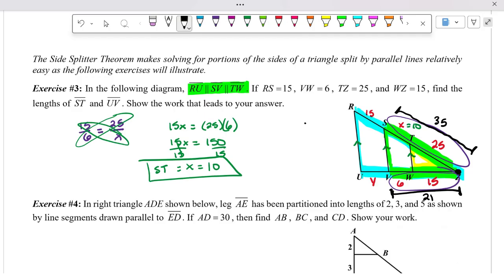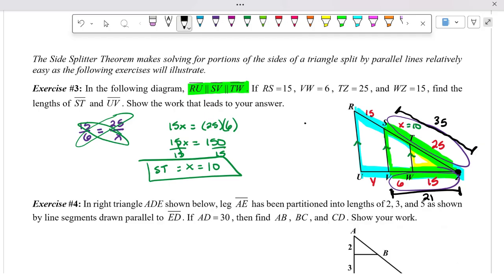So I had to add these together in order to give me all of the green. That's typically how side splitter works. You use all of one and part of the other. We can't just use a part and a part. It's all of one, usually the smaller triangle. It's all of the smaller triangle, part of the bigger one.